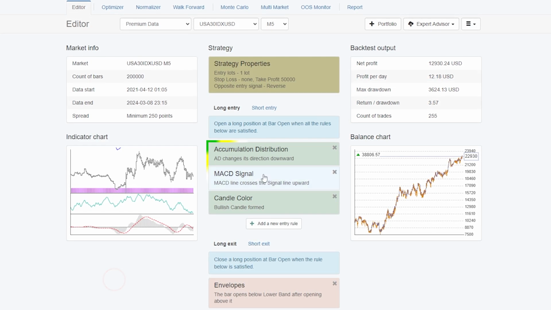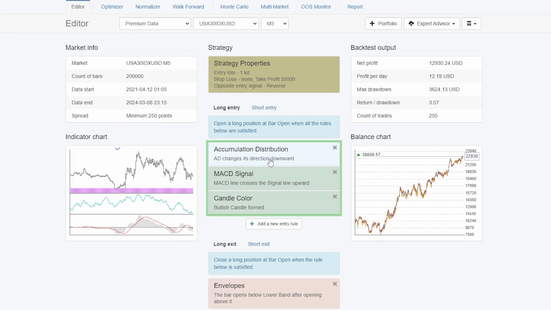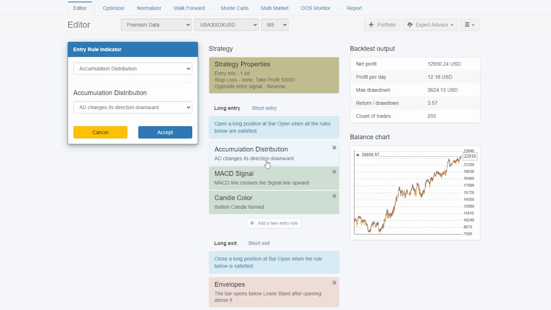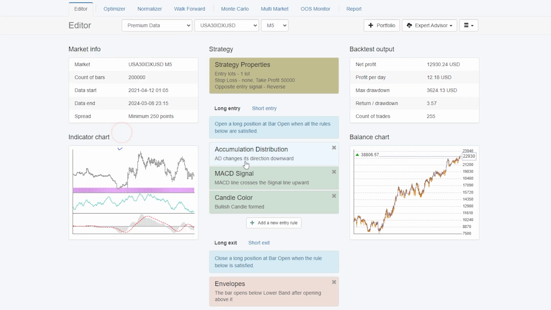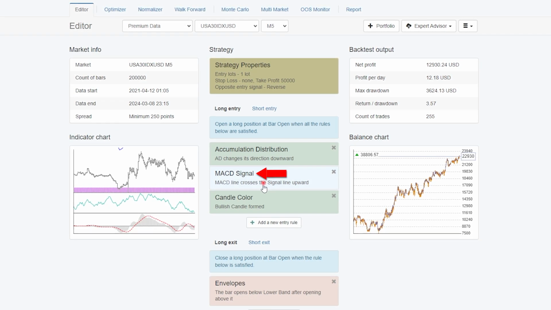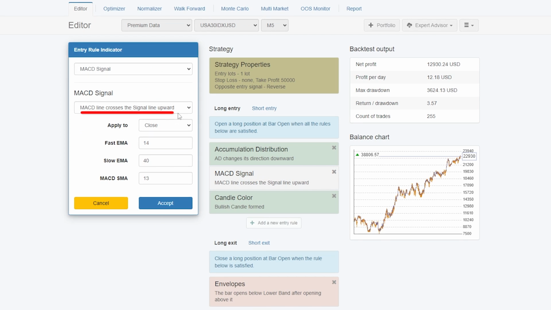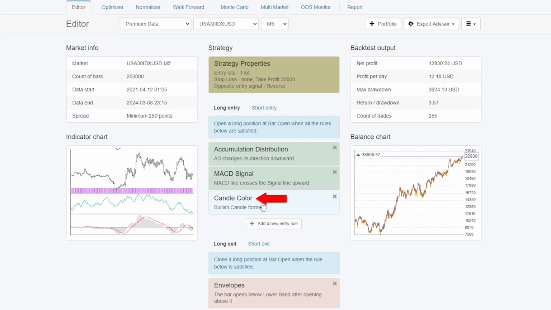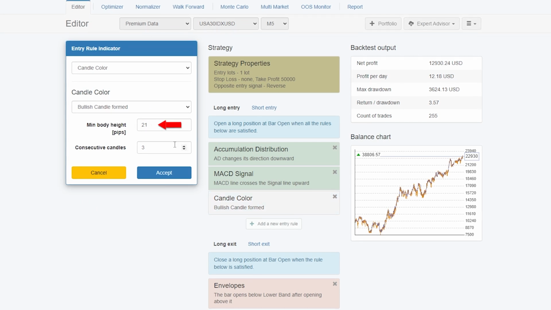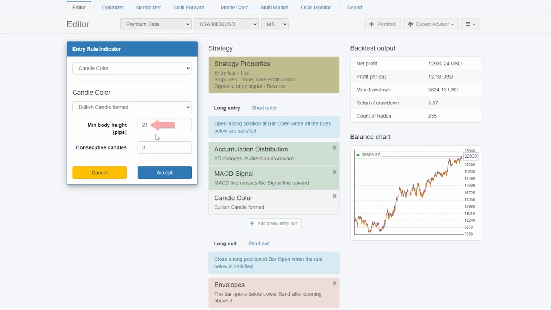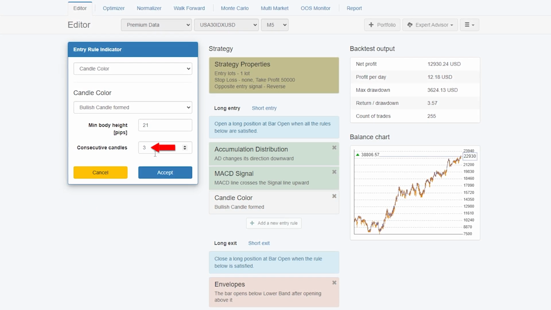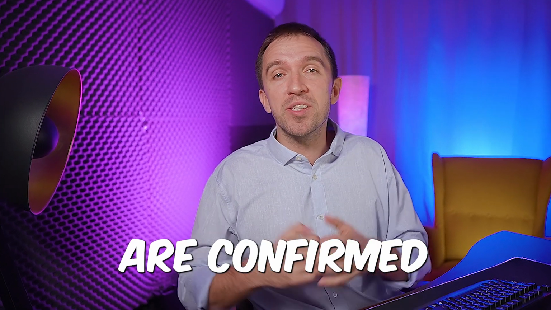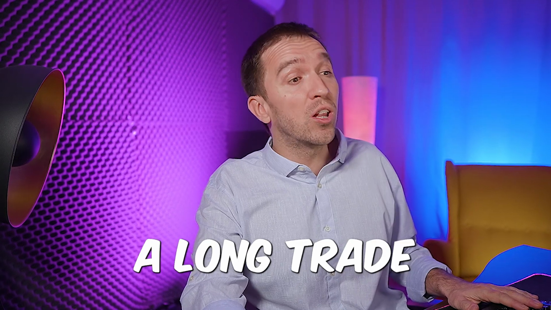The expert advisor has 3 entry conditions: accumulation distribution, where the AD changing its direction downward is the rule to enter in a long trade; MACD signal, with the rule MACD line crosses the signal line upward, and here are the values; and we need to see a bullish candle formed with minimum body height of 21 pips, and we need to see 3 consecutive candles. So once these 3 entry signals are confirmed, the expert advisor will open a long trade.